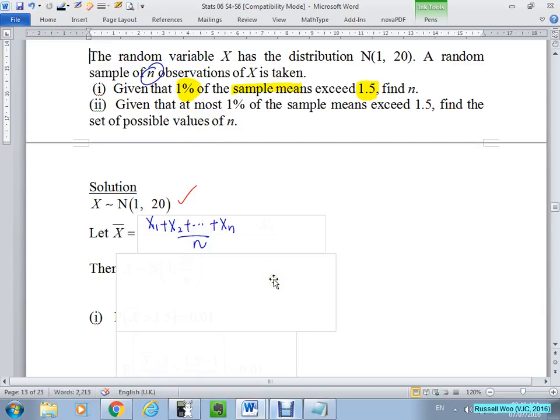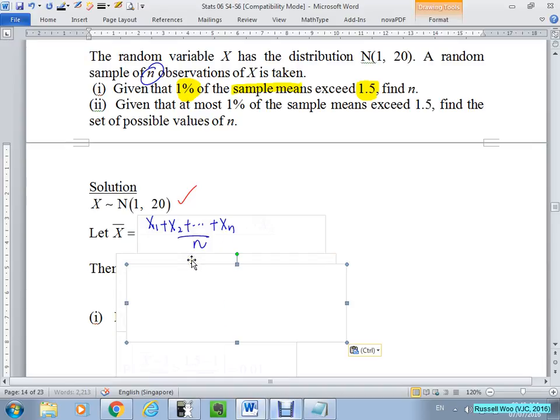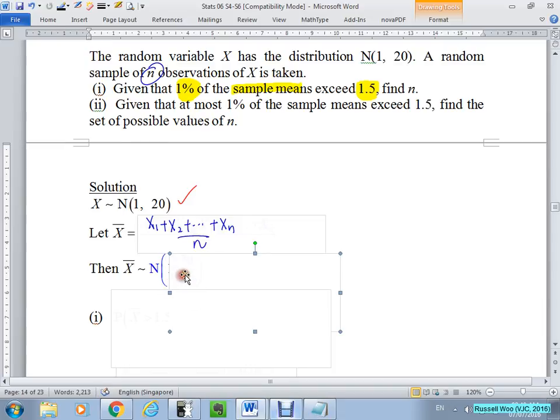Now, it should be quite easy. X bar should follow a normal distribution. What is the mean? The mean should be the same as x. What is the variance? Variance should be 20 over n. Does that make sense? Because your x has a variance 20, x bar should be 20 over n.